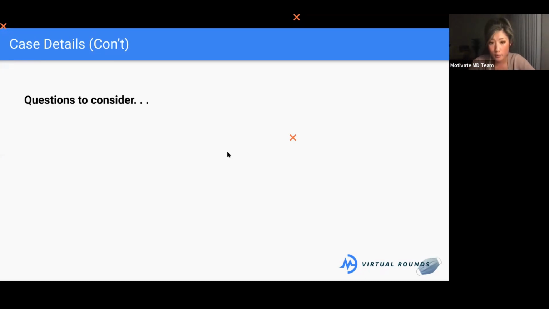Is he having referred pain? That is an excellent question, because a lot of times, typically, anginal chest pain or MI chest pain will radiate up the left side to the shoulder, down the arm. But importantly, Mr. Jones is male, we think. If he were female, then this could present totally differently.